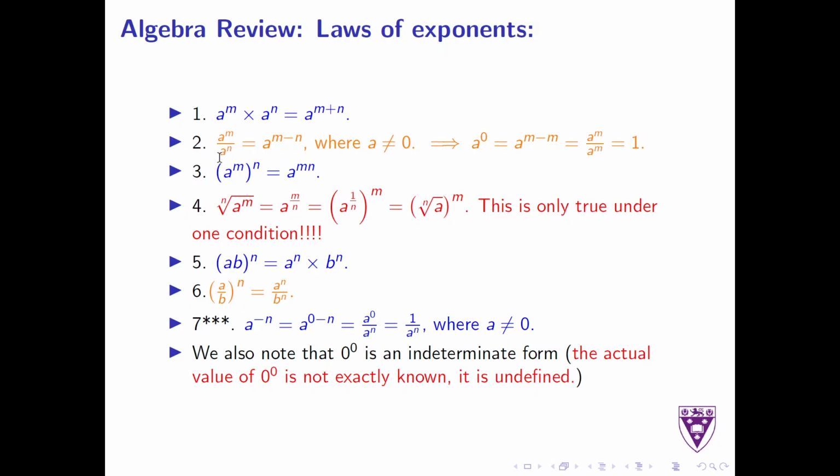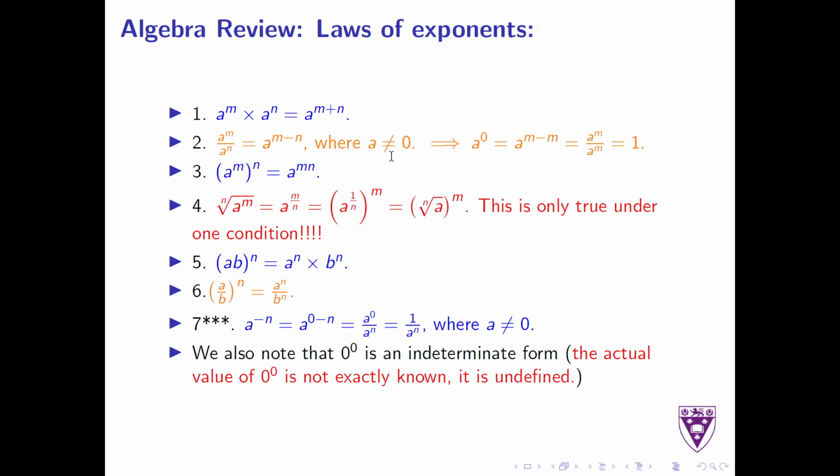And of course, if let's say a is 0, remember that you will end up having 0 over 0, and that we call an indeterminate form, or we don't know the value of that yet. We don't actually know it.